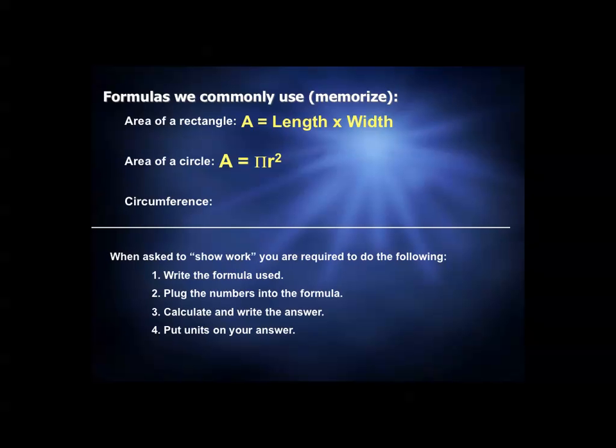How about circumference? First of all, what does circumference mean? Donovan? The length around the outside of the circle. Yeah, the length around the outside of our circle. Does anyone know the formula for the circumference of a circle? Caitlin? Pi times diameter. Yeah, pi d. Pi times the diameter.